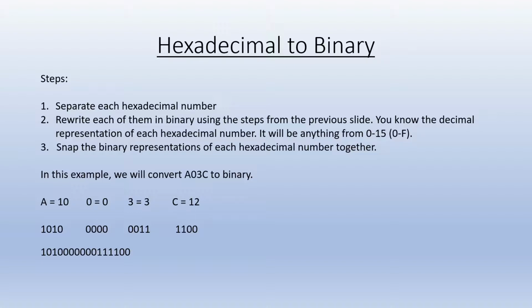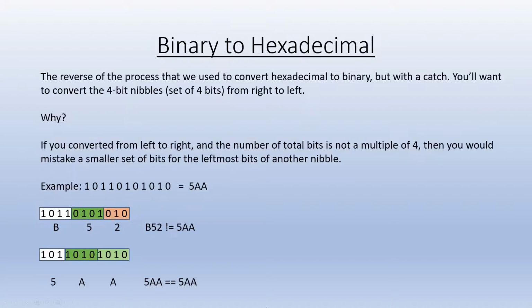Then once you convert those decimal values of the hexadecimal numbers to binary, all you're going to do is snap them back together as they are. So you see, you snap the 1010 with the 0000 with the 0011 and the 1100.